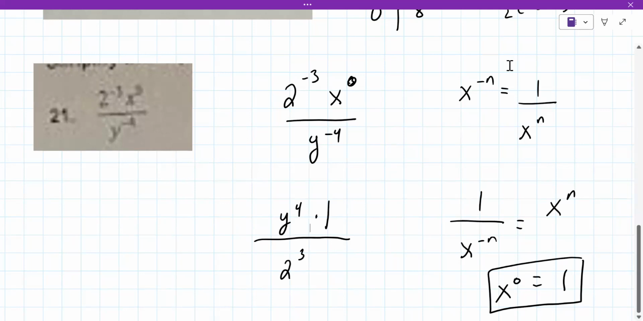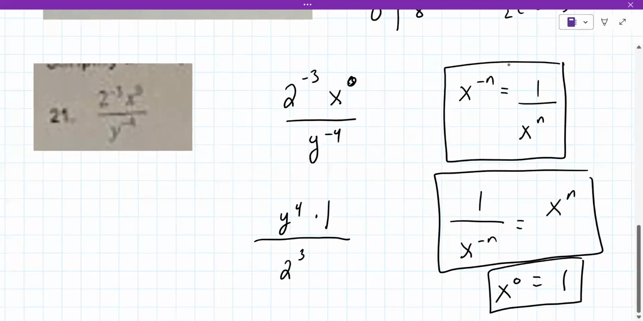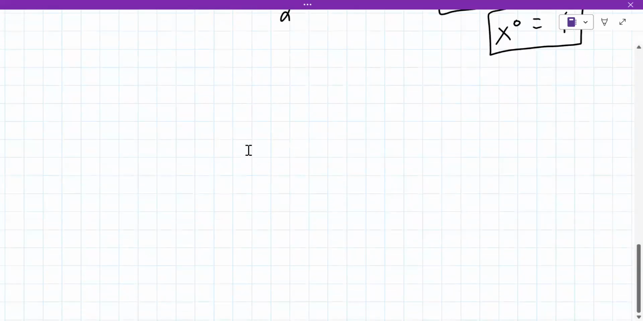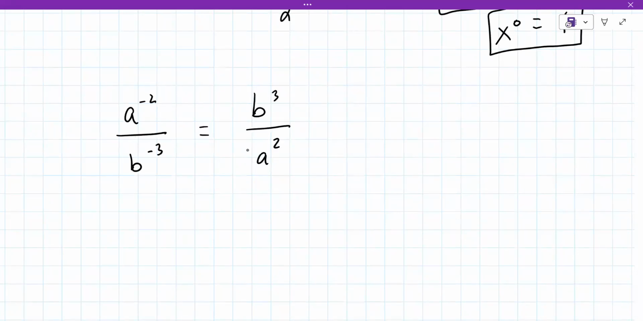So we need to look at these two rules. We need to do a couple more problems like this. So I'm going to attempt to do that now. So let's say it's a to the -2, b to the -3. This becomes b cubed over a squared. Basically, the exponents flip positions. Okay. But here's another possibility.